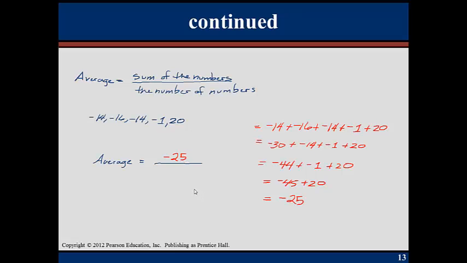And then it says, well, how many numbers are there? There are 1, 2, 3, 4, 5. So we have negative 25 divided by 5, which is negative 5. So the average temperature from January to May was negative 5.